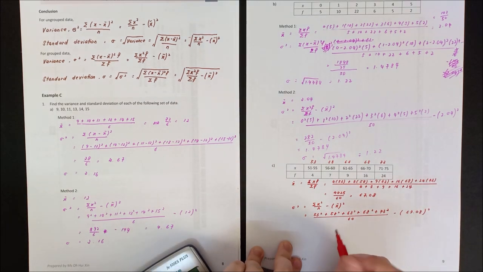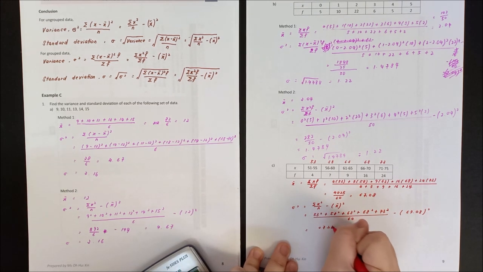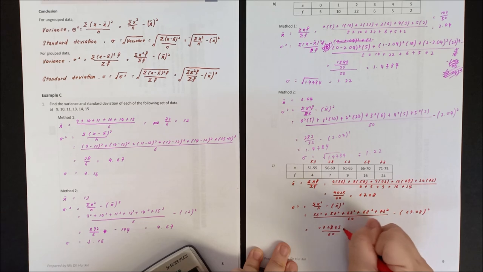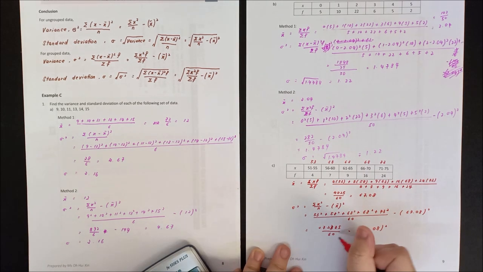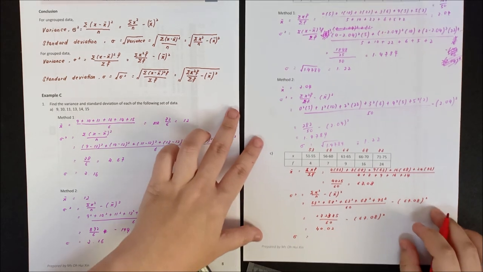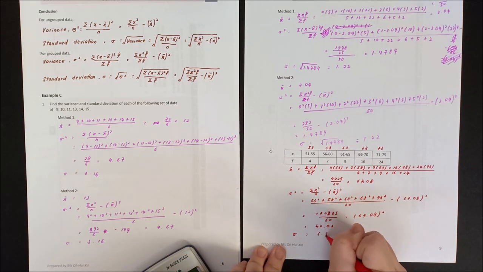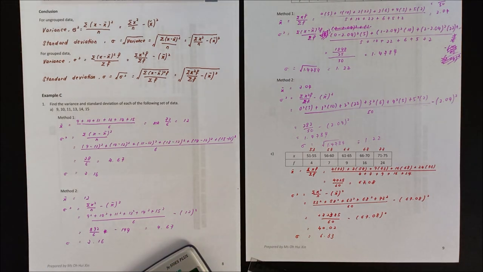Okay, so using your calculator, you will be getting 272385 divided by 60, and then minus 67.08 square, then you will be getting 40.02. Your standard deviation is that number with a square root, and you will get 6.33. Okay, is that good? I hope that you can roughly understand.